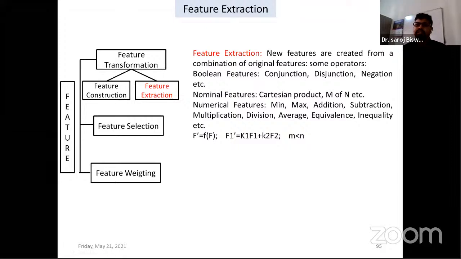Whenever we do feature extraction, if the new set of features is represented by m and the original set of features is represented by small n, then the condition is that m should be less than n, because we do feature extraction for compaction purposes, to reduce the size of the features by creating a new set of features. Clear? So now we come to an example.